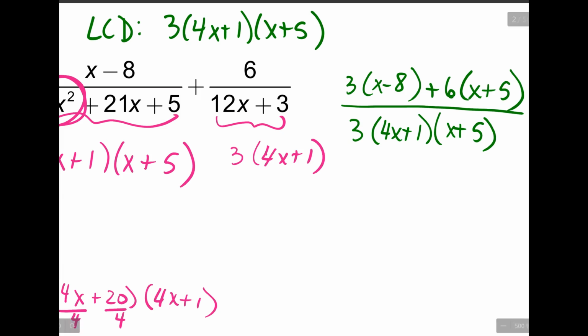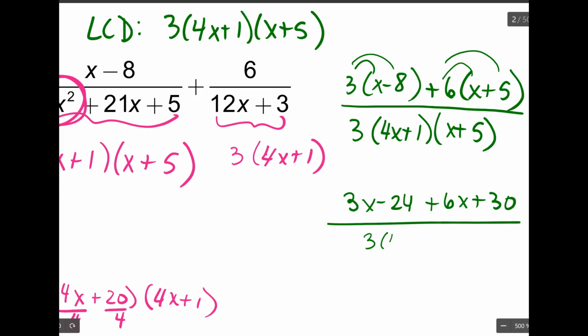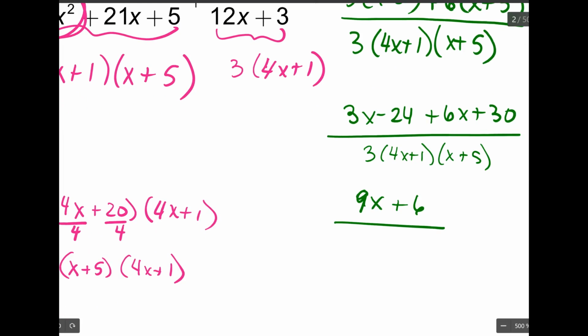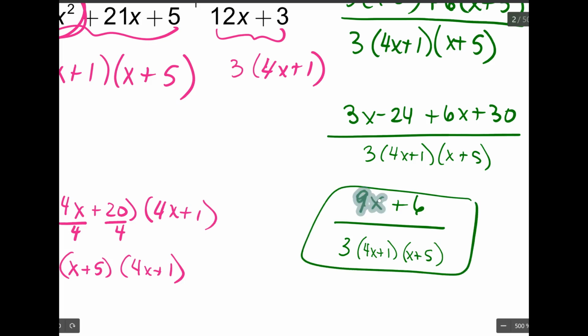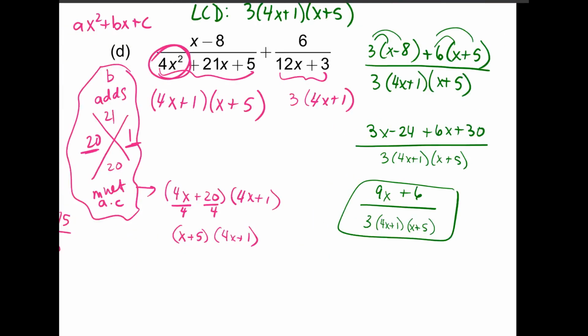Awesome. Okay. So then just distribute that. And make it 3x minus 24 plus 6x plus 3. And then 9x. And you add all the like terms. So then it's 9x plus 6 over. Awesome. Are we feeling a little more comfortable about this? How do we feel? Okay.